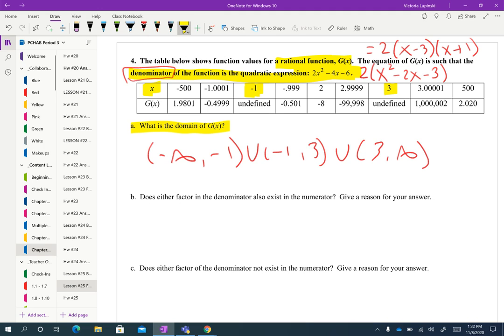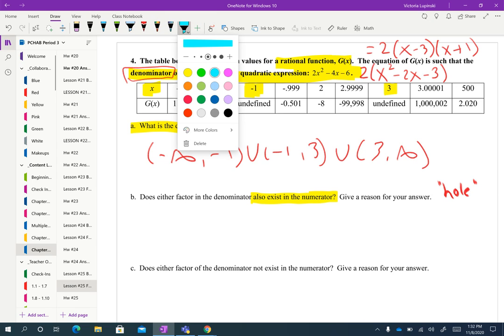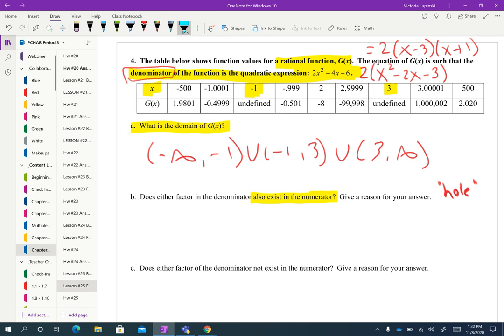Then, does either factor in the denominator also exist in the numerator? Give a reason for your answer. So the first thing you want to remind yourself of is what would occur if there was a common factor to the denominator and the numerator. That would be where a hole was. So you want to go back and look at this table of values and try to identify, is there anywhere that you think is a hole?